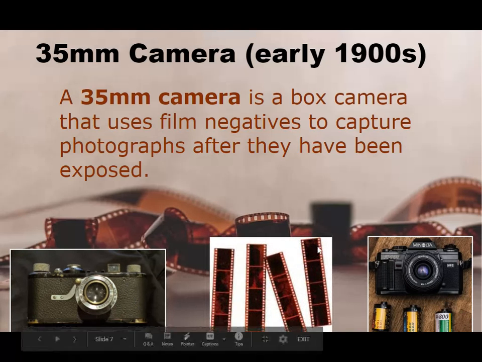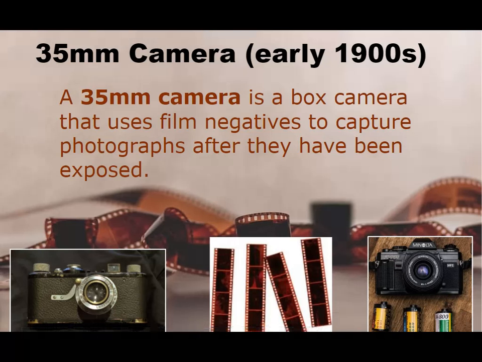And these are negatives. When a camera uses film, it places the image on a negative, and a negative is just the image in reverse. It's backwards, and the colors are opposite. So if there is black on the picture, then in the negative it's white. If there's white on the picture, in the negative it looks black.